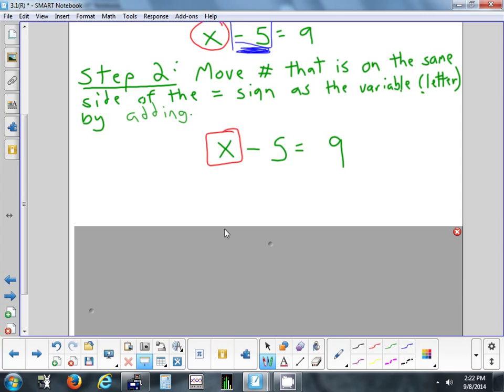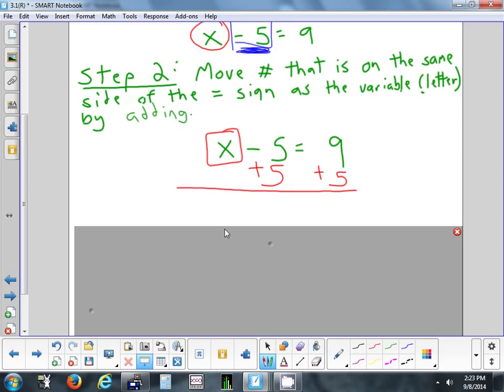Again, we said that we want to move the number that is on the same side of the equal sign. So it's that negative 5, and I want to do the opposite operation. What do I have to do? 9 plus 5. I'm going to add 5 on both sides, because I want to keep that equation balanced. I'm going to add 5 here, and I'm going to add 5 on the other side of the equal sign.